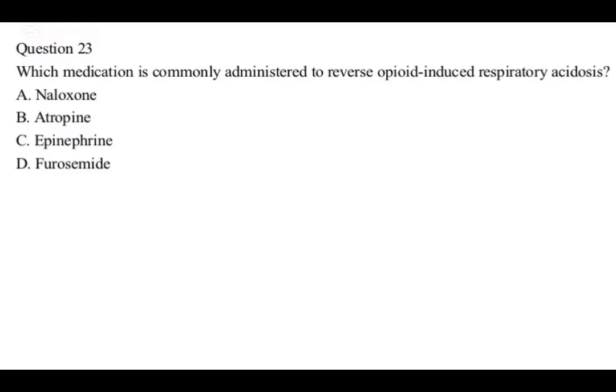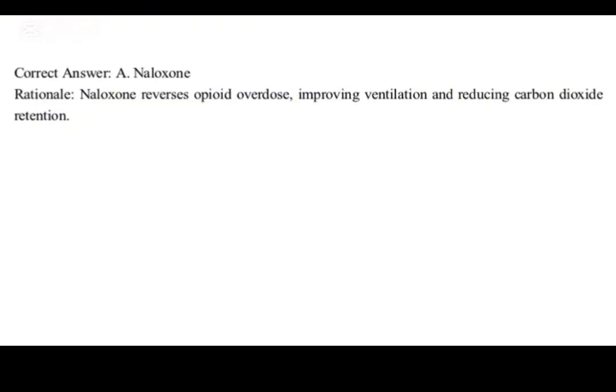Question 23. Which medication is commonly administered to reverse opioid-induced respiratory acidosis? A. Naloxone. B. Atropine. C. Epinephrine. D. Furosemide. Correct answer, A. Naloxone. Rationale: naloxone reverses opioid overdose, improving ventilation and reducing carbon dioxide retention.